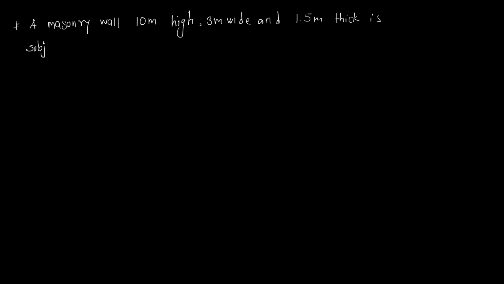A masonry wall 10-meter high, 3-meter wide, and 1.5-meter thick is subjected to wind pressure of 1200 Newton per meter square on the 1.5-meter side. Find the maximum and minimum stress.